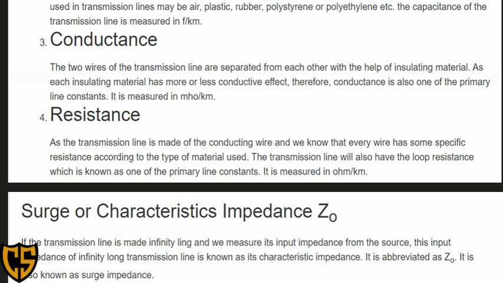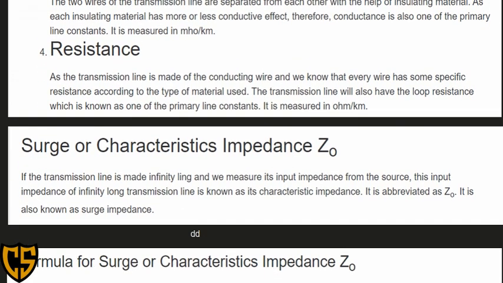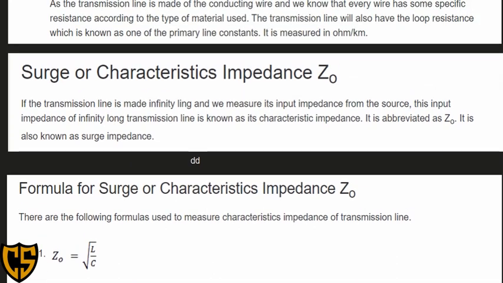Take note that we also have what is called surge impedance, which we need to discuss later, but I have here an introduction of what a surge impedance is. Surge impedance, or characteristic impedance of your transmission line: if a transmission line is made infinitely long, and we measure its input impedance from the source, this input impedance of an infinitely long transmission line is known as its characteristic impedance.